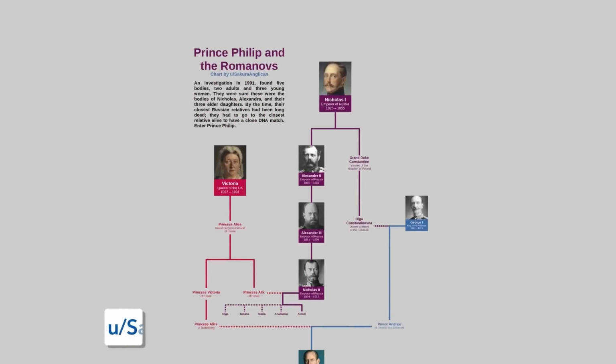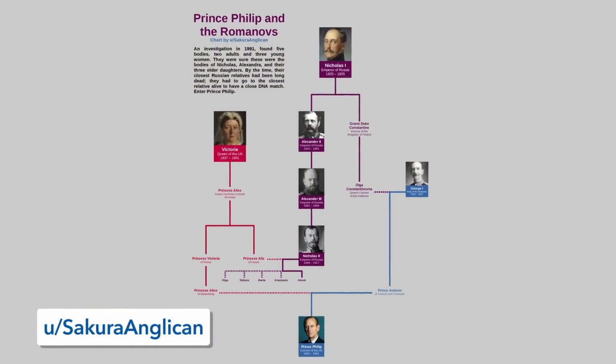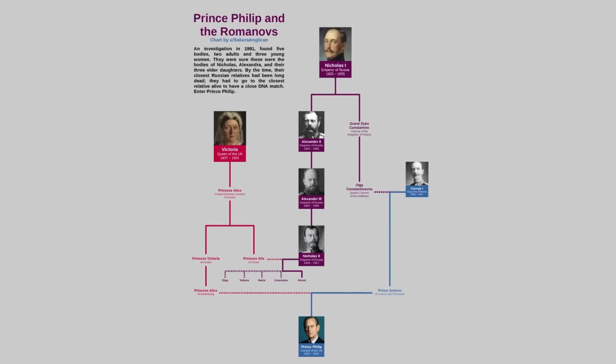So, coming in at number 10 was this chart on how Prince Philip is connected to the Romanovs. In the early 90s, some remains were found in Russia that were thought to belong to the Romanov children, who were executed alongside their parents in 1918. In order to test whether or not the remains were in fact the Romanov children, scientists used DNA submitted by Prince Philip. Now, Prince Philip and the last Tsar, Nicholas II, do come from the same patrilineal line.